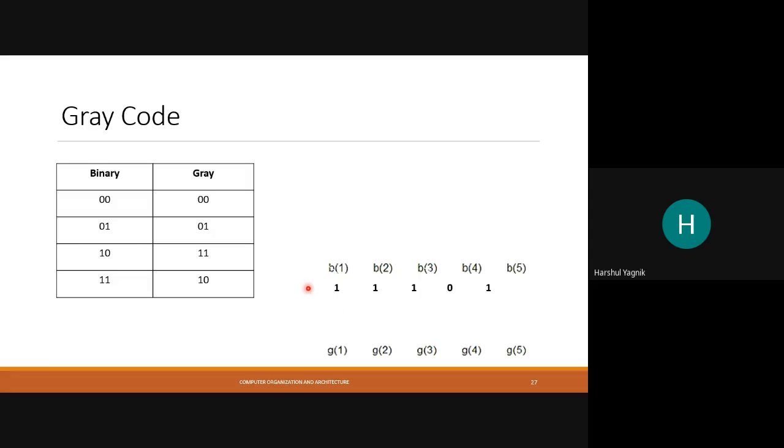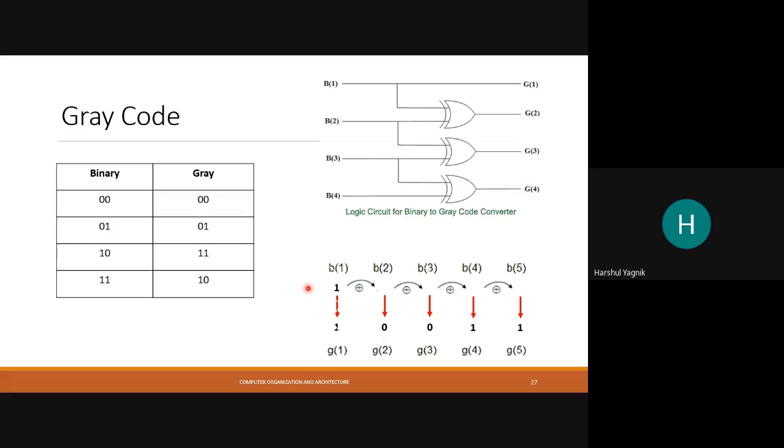Again repeating, the input is 1, 1, 1, 0, 1. So first 1 as it is. Then B1 and B2 XORing, that is G2. B2 and B3 XORing, that is G3. B3 and B4 XORing, that is G4. And B4 and B5 XORing, that is G5. So this is the logic circuit for it. G1 is same as B1. B1 and B2 XORing, we have used an XOR gate, the output is G2. Then B2 and B3 XORing, output is G3. B3 and B4 XORing, output is G4.